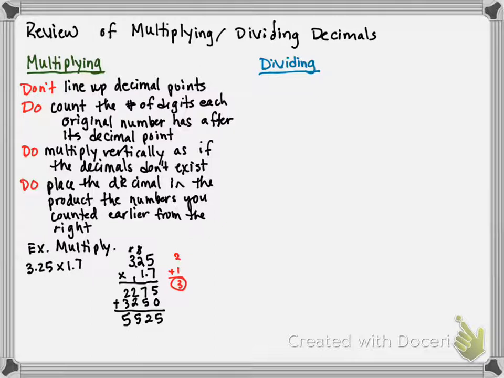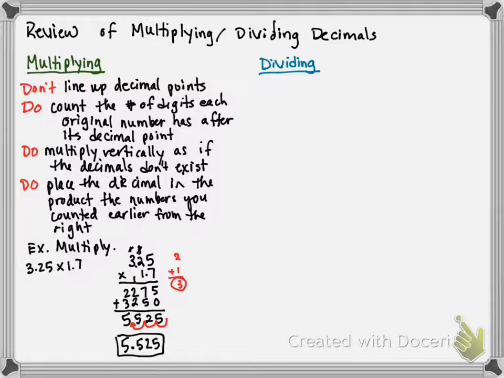And then I'm going to go back, and I'm going to use that 3. So how it works is I go to the end of the number, and I start at the right, and then I go 1, 2, 3 places to the left. So that's what I mean by counting from the right. I counted 3 from the right. So my final answer works out to be 5.525, or 5 and 525 thousandths.